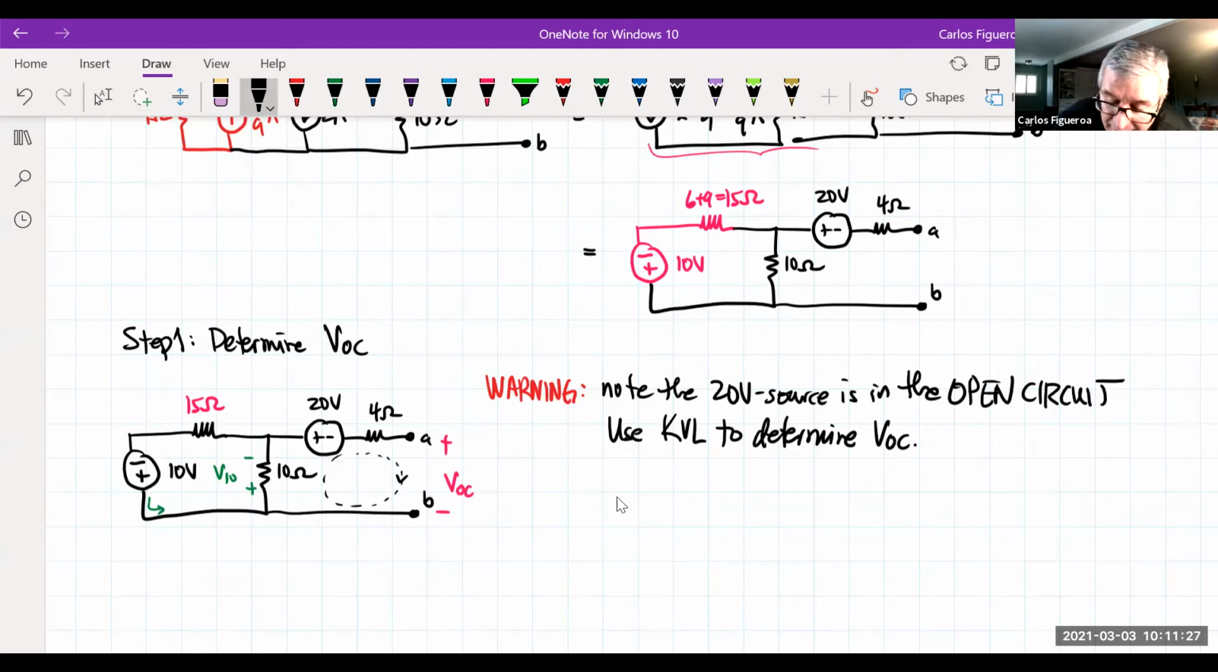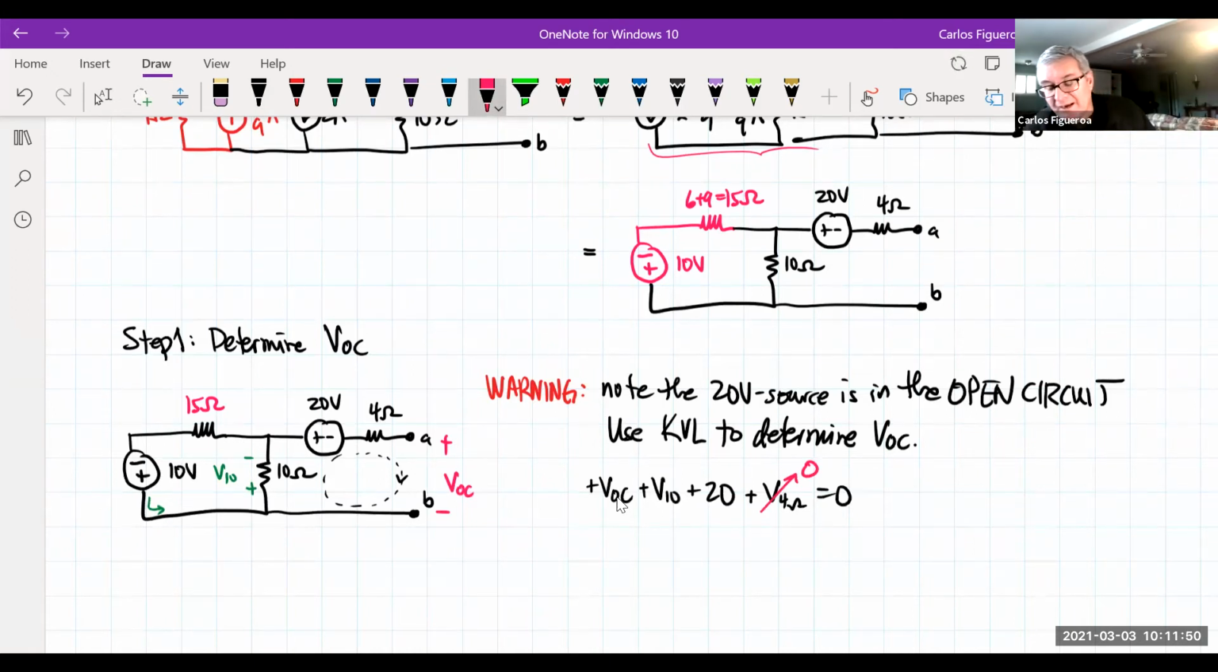So my KVL then says I'm going to start at A. Look at that. So I'm going to get positive VOC. I'm going to hit positive V10. And then I'm going to hit positive 20. And then I get the voltage of the 4 ohm. But note, since this is an open circuit, there's no current across that. So that's got to be 0. So that 4 ohm resistor is a dead resistor here.